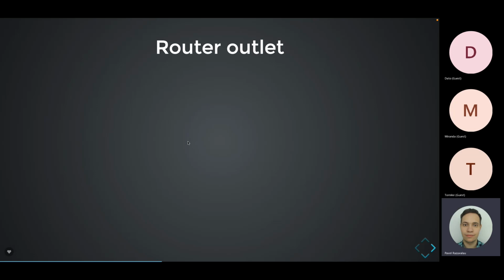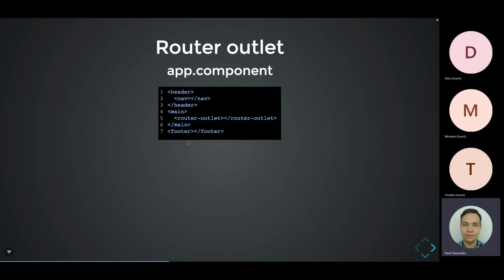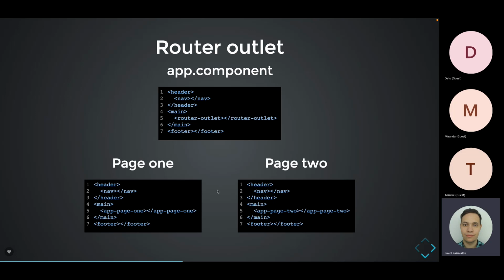What else do we need to enable the routing within the app? So first of all, we need the router outlet, at least one. The content of the router outlet will be changed during the navigation. So we need this element. And in the example, we see that if we navigate to either page 1 or page 2, the content of the main tag will be changed as well. So it is pretty simple.